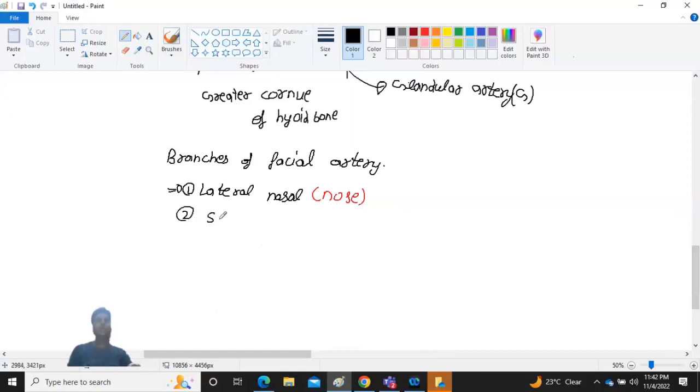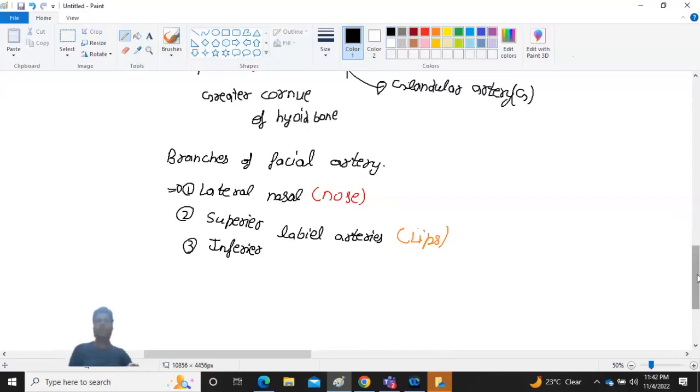Second is superior and inferior labial arteries for the lip, upper and lower lips. Done. These are two or three.